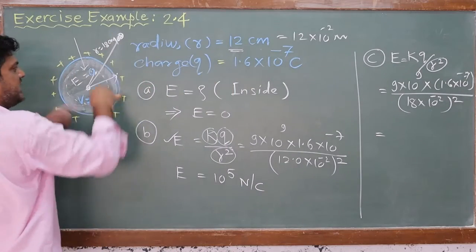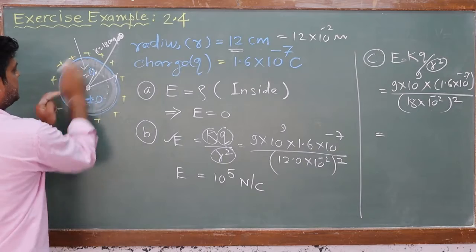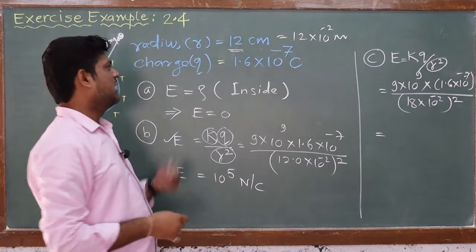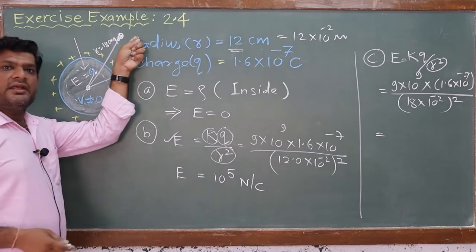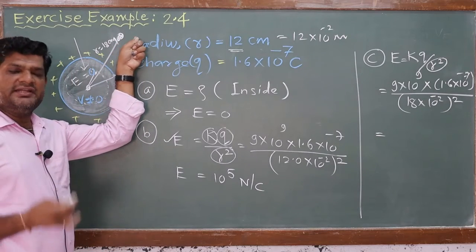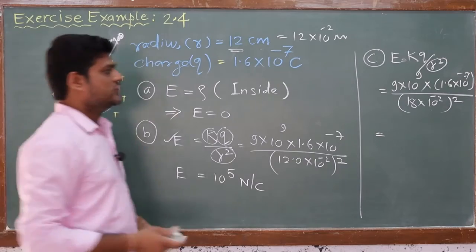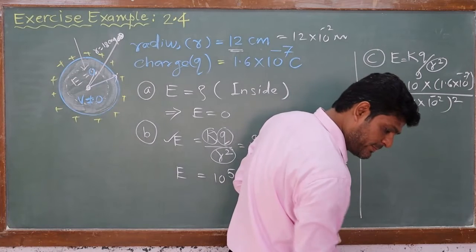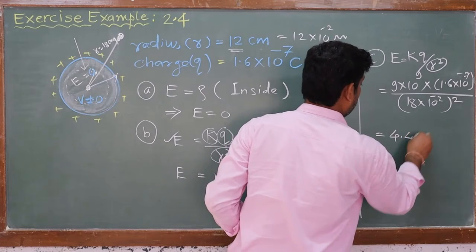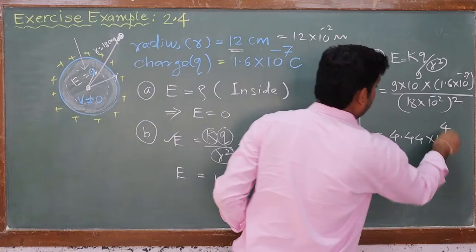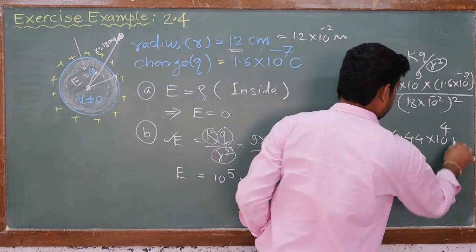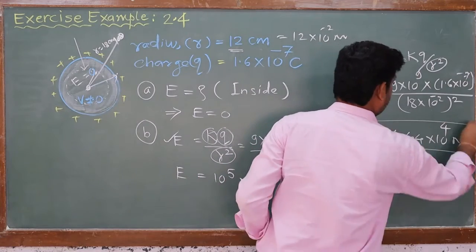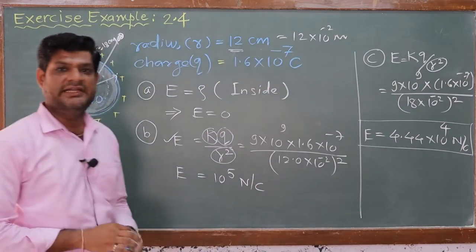When the point P is at a large distance, we can consider it a point charge. This system can be considered as a point charge, and we can calculate the electric field at a given point, which is at a distance of 18 centimeter from the center. So in this way, if you calculate this, you will get the answer, that is near about 4.44 10 to the power 4 Newton per Coulomb. This is the electric field at 18 centimeter.